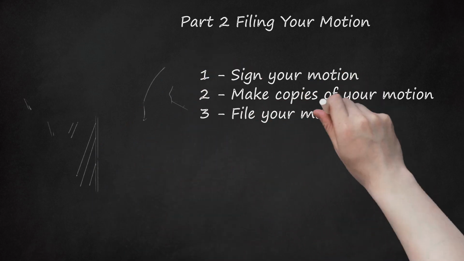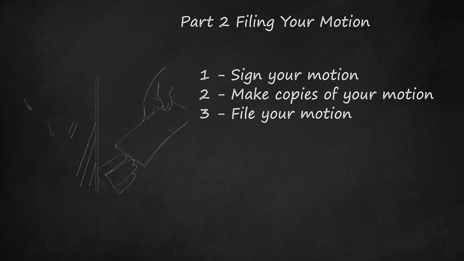3. File your motion. You should take your original motion and all copies to the clerk's office of the court where your original divorce or custody case was filed. You must pay a filing fee to have your motion filed. This fee typically will be around $100. If you cannot afford the fee, you may be able to request a waiver.